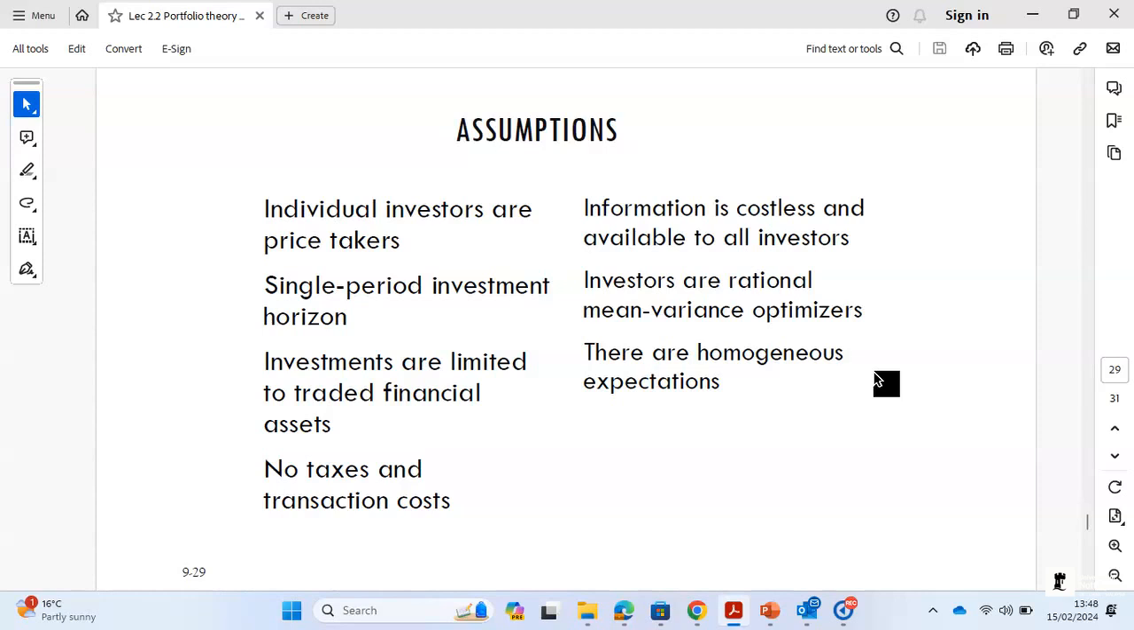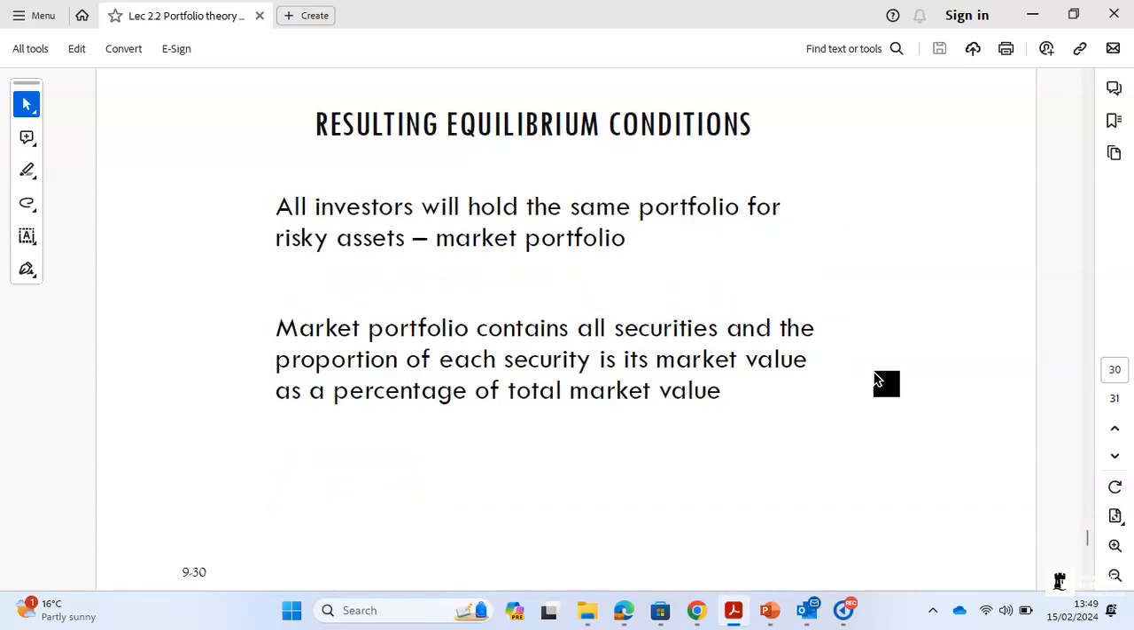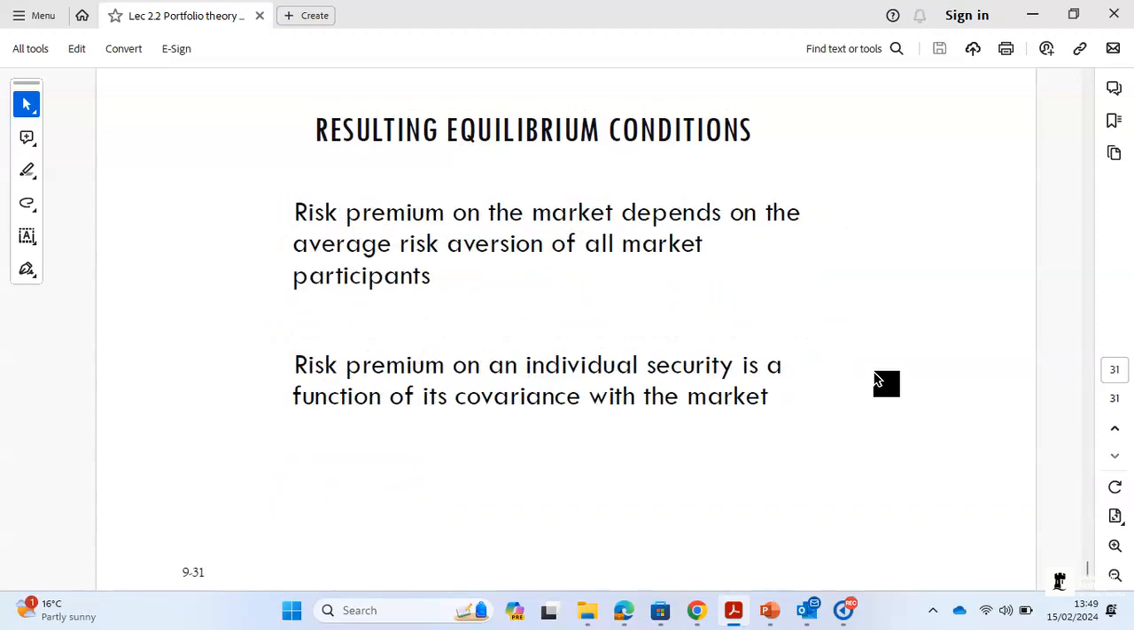Okay, and then there are certain other assumptions such as no taxes and no transaction costs, perfect information. There are no information asymmetries, and the players in the market have homogeneous expectations about the market. Okay, good. Right.